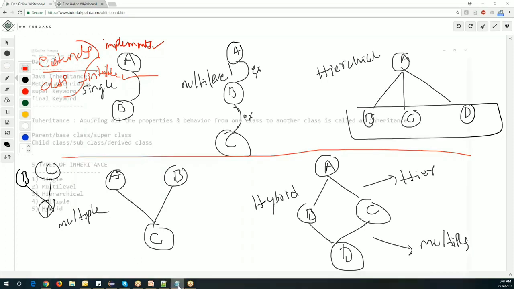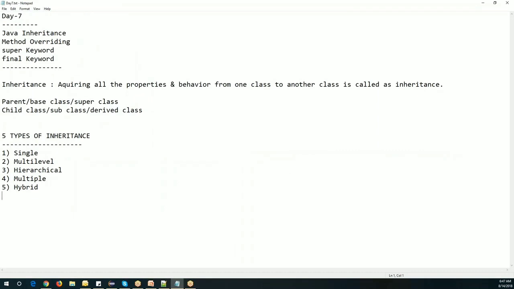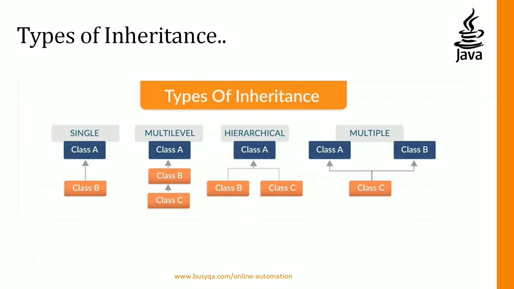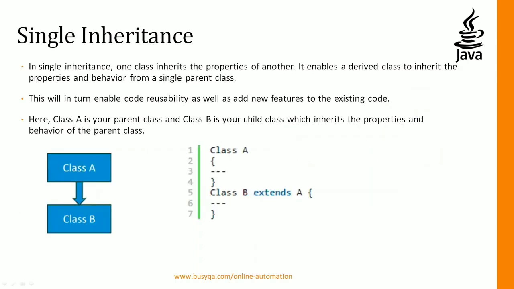Right. So let us see now how we can do this. Let me also share a small presentation. These are the types of inheritance: single inheritance, multi-level, hierarchical, multiple. Here I haven't listed hybrid inheritance because it is a combination of hierarchical and multiple. That's not a different kind of inheritance. A combination of both is called hybrid inheritance. So these are the 5 types of inheritance. Now let us see them one by one.